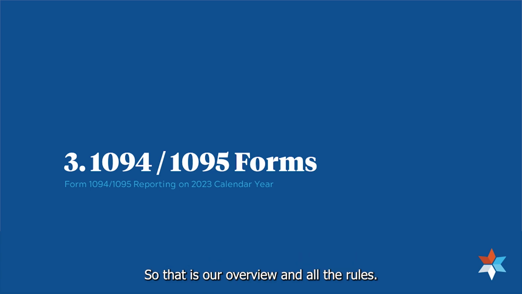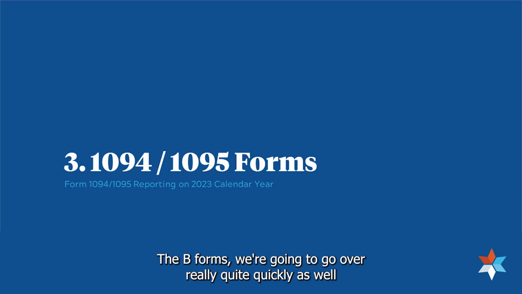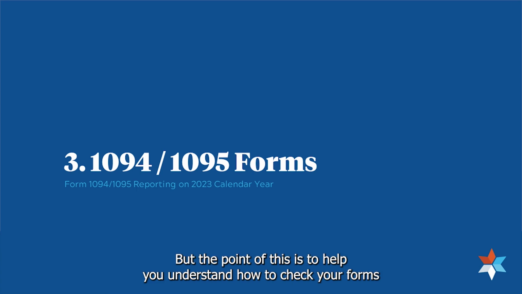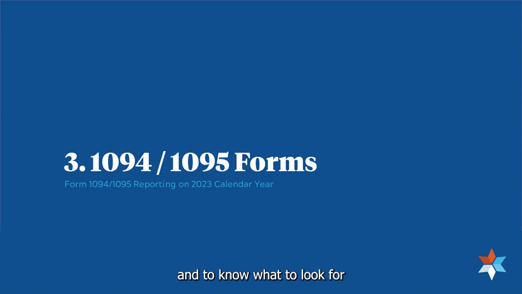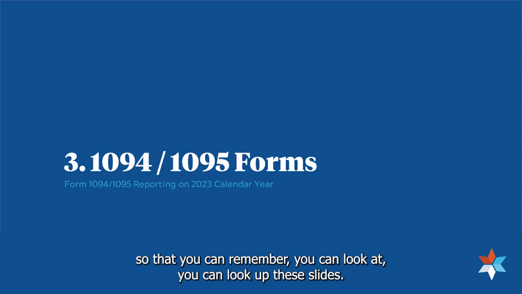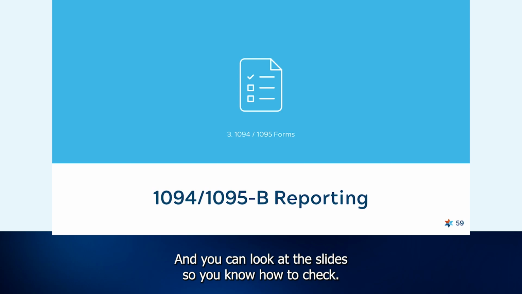So that is our overview and all the rules. And now we have a little bit of time to talk about the actual 1094, 1095 forms. We're going to go over them mostly line by line. Some lines we're going to skip over quite quickly. The B forms we're going to go over really quite quickly as well, and spend most of our time on the C forms because they're a little bit more complicated. But the point of this is to help you understand how to check your forms and to know what to look for. Use these slides as a reference and a resource when you're doing that. I do it in chronological order, so you can look up the slides and know how to check.